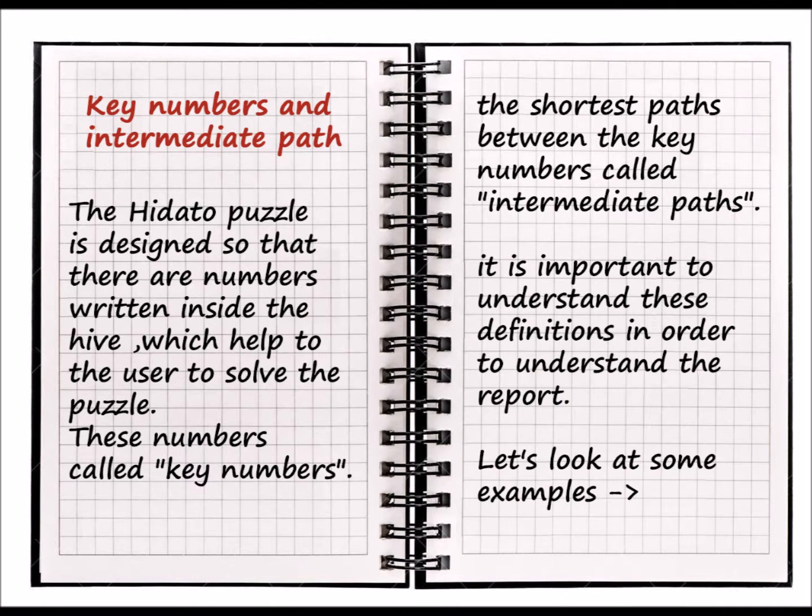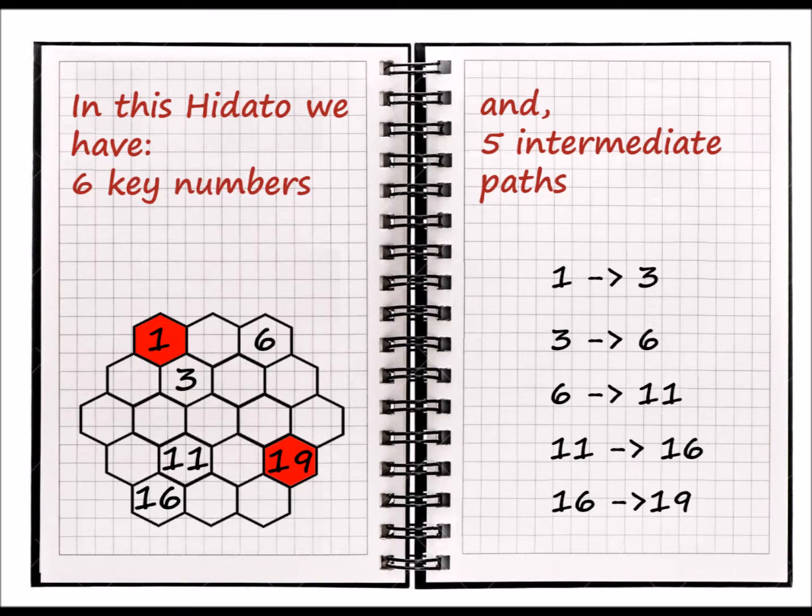Key numbers and intermediate paths. The Hidato puzzle is designed so that there are numbers written inside a hive, which help the user to solve the puzzle. These numbers are called key numbers. The shorter paths between the key numbers are called intermediate paths. It is important to understand this definition in order to understand the report. Let's look at some examples.